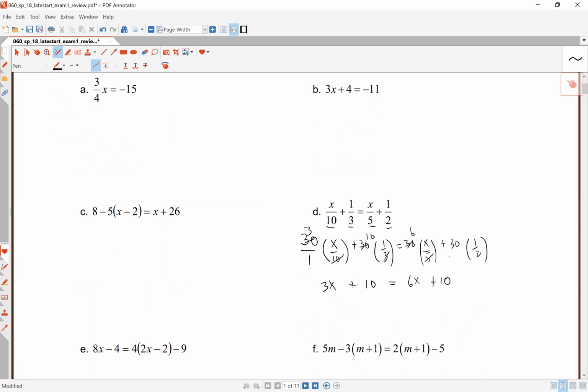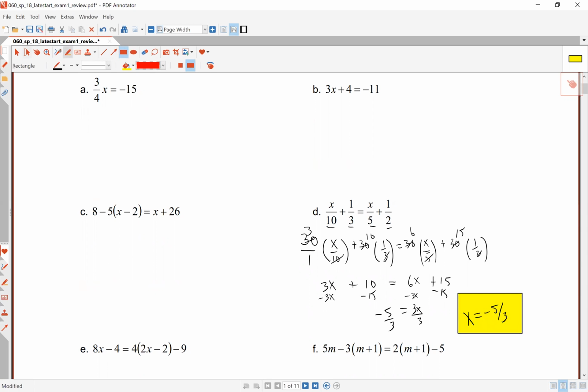Now you have a linear equation where you solve by subtracting 3x from both sides. And that gives you 3x. 2 goes into 30 15 times. And you subtract 15 from both sides, and that gives you -5. Dividing both sides by 3, we get x is equal to -5 over 3. All right, so that one's called clearing the fractions by multiplying by the least common denominator.